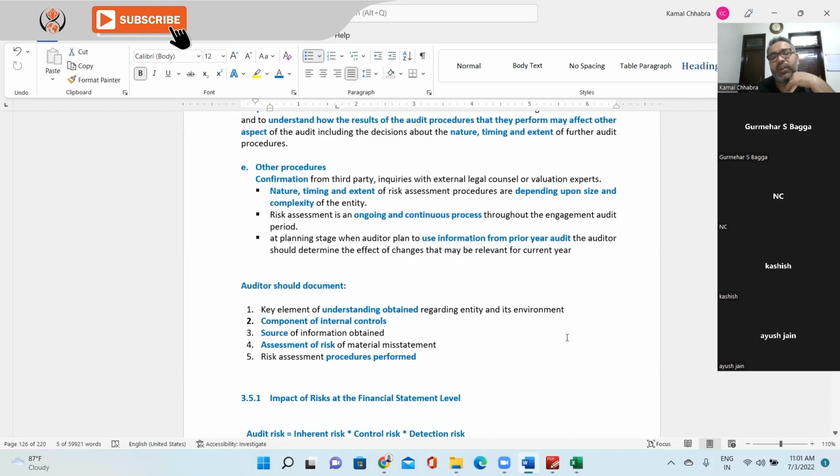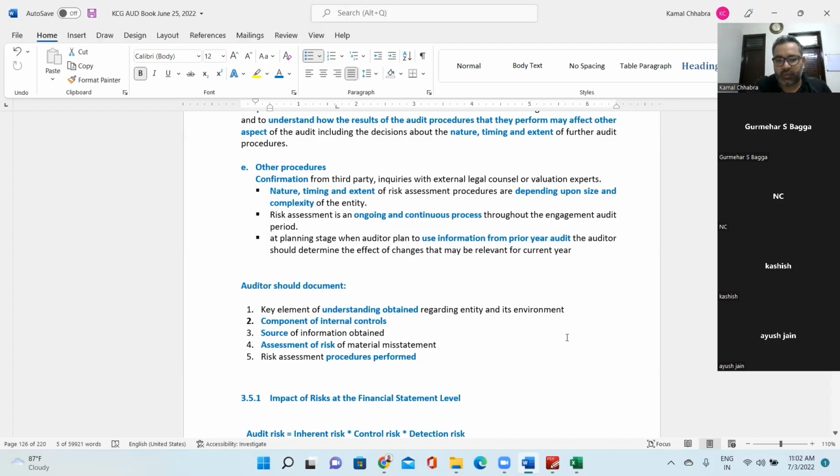Fourth is the assessment of the risk of material misstatement. Your overall risk of material misstatement assessment also needs to be mandatorily documented, and then the risk assessment procedures which you have performed. So the risk assessment and the procedures to assess the risk which you have performed are mandatory documentation for an audit engagement.